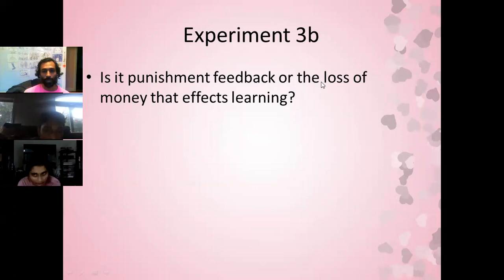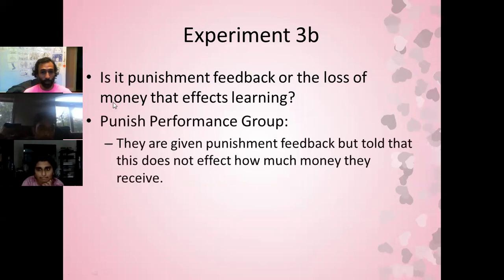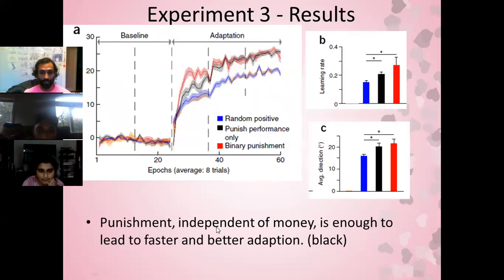Okay, is it punishment feedback or the loss of money that affects learning? So here they were like, is it the punishment or is it the fact that you're losing money? Which one is it? So the next group was given punishment feedback, but they were told that you're going to get punishment feedback, but it's not going to affect how much money you get. So what happens? Well, it turns out that in black over here, punishment independent of money is enough to lead to faster and better adaptation. It even catches up with just the normal binary.